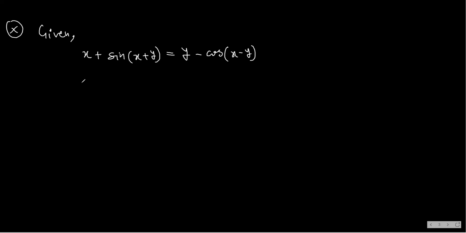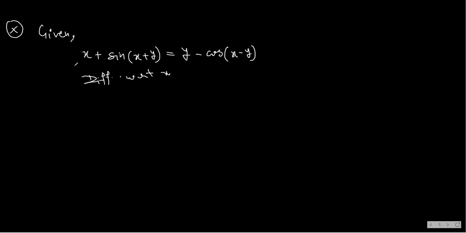Let us start solving question number 10. And once again, we have to find dy by dx, and we are given an implicit function. See, we don't have it in the form y equals f of x. Instead, we have it in the form f of x, y equal to 0. So what is the first step, students? We will write differentiating with respect to x.